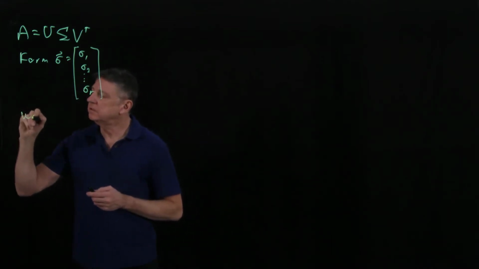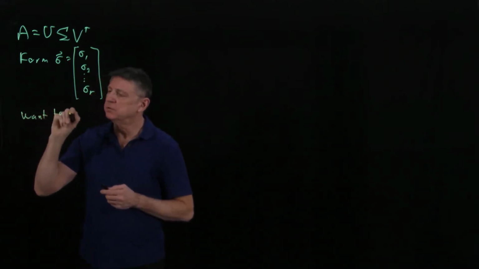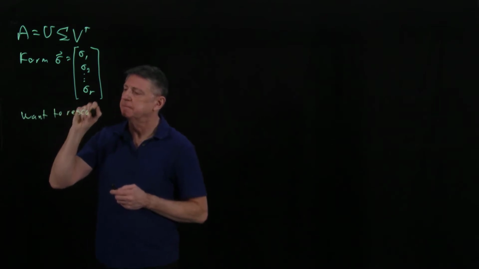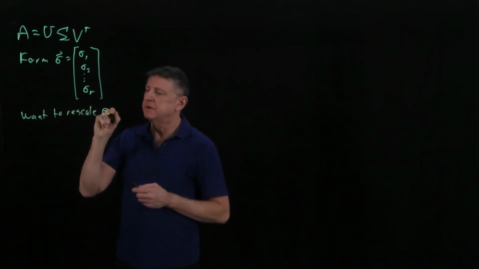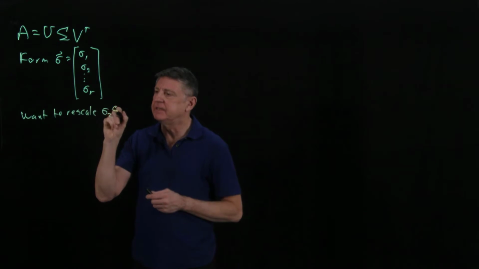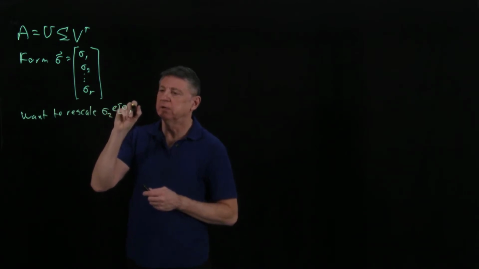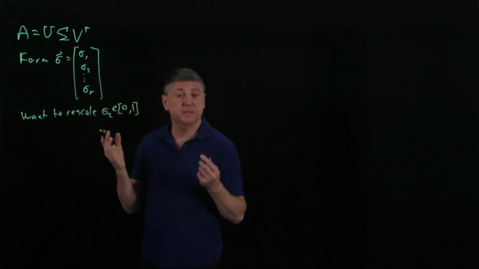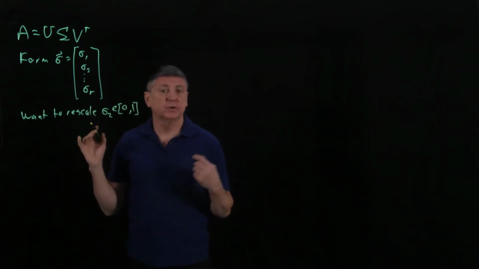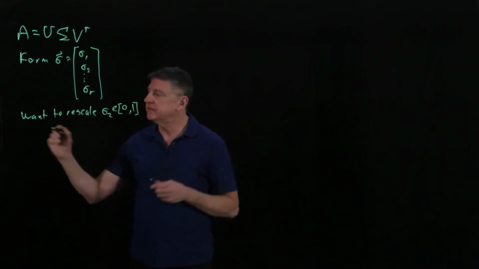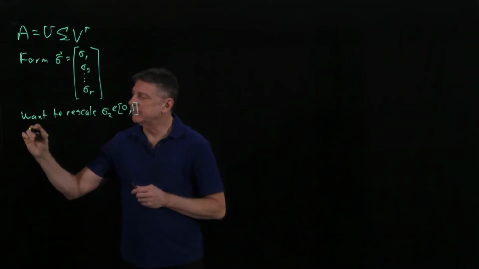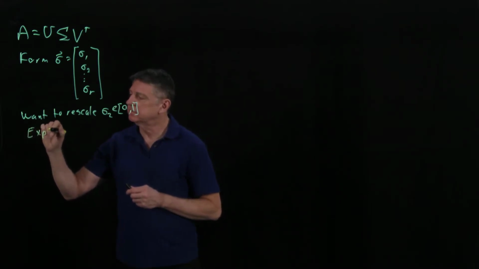So we want to rescale sigma I so that it's in an interval between 0 and 1. And this is a typical thing. So there are two widely accepted ways. One is to use the explained variance.